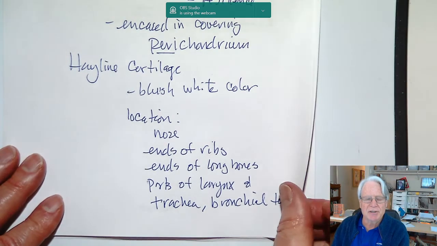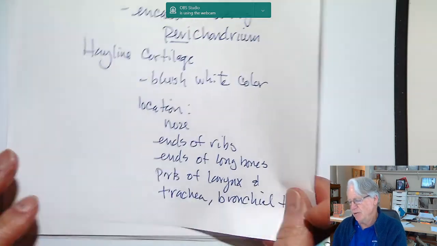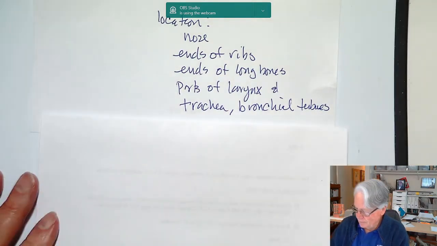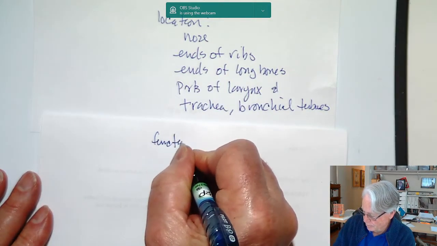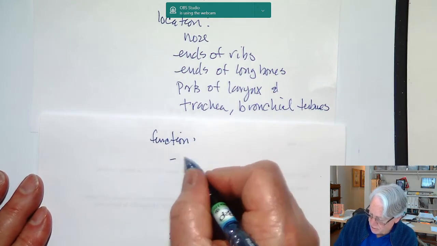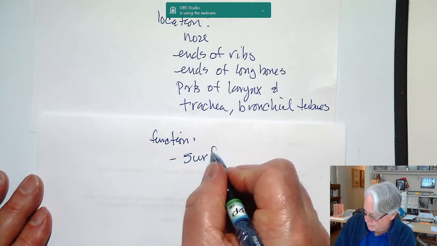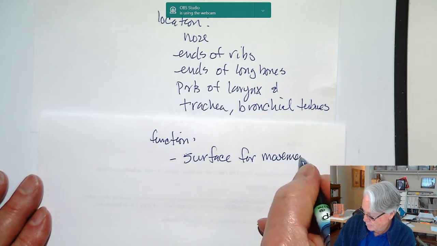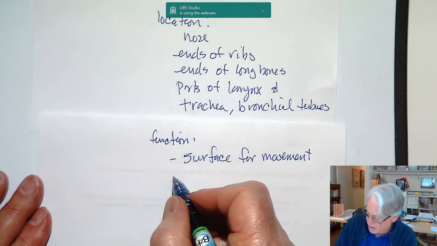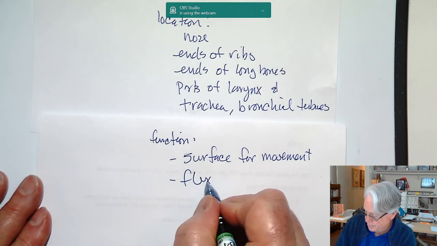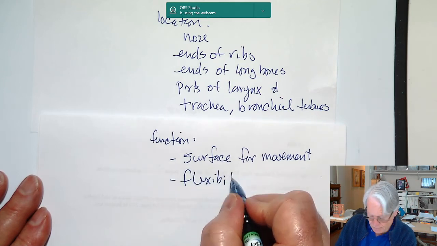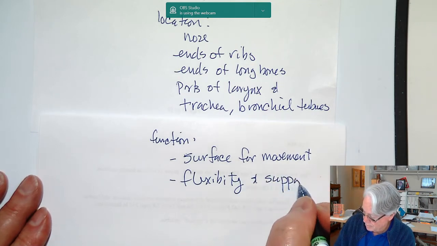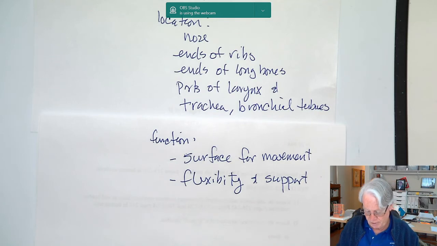For hyaline cartilage, the function of that connective tissue is to provide a surface for movement. That would be at the ends of long bones. And also flexibility and support. Witness the nose.